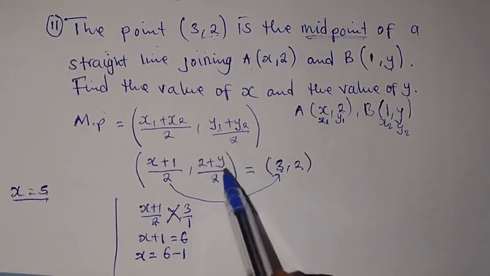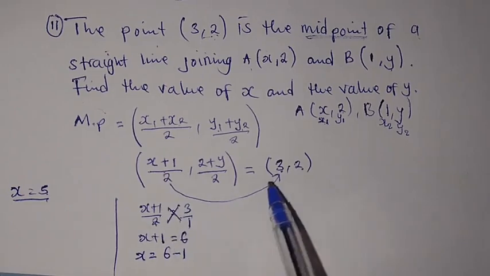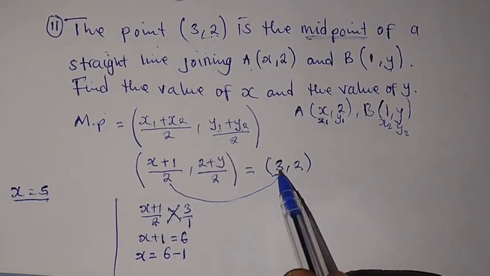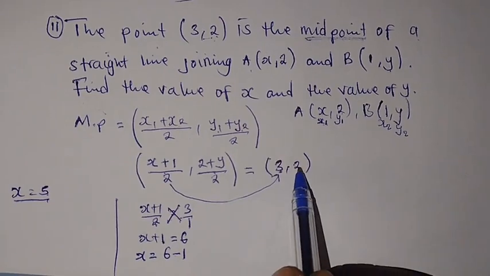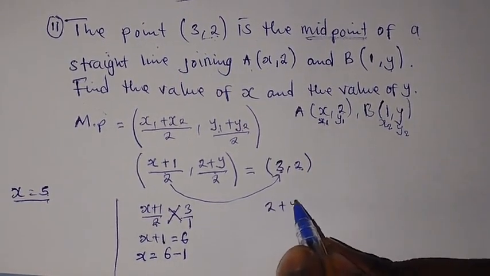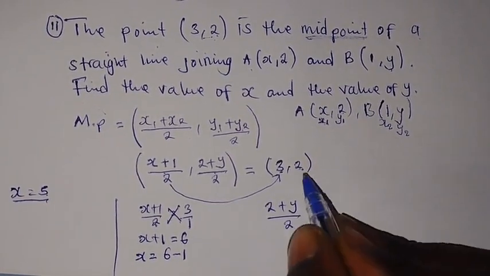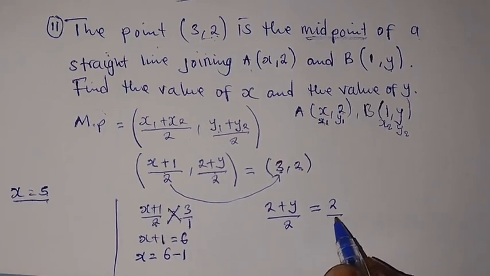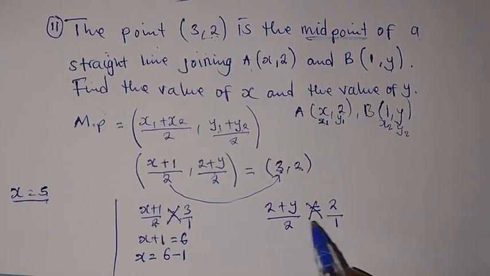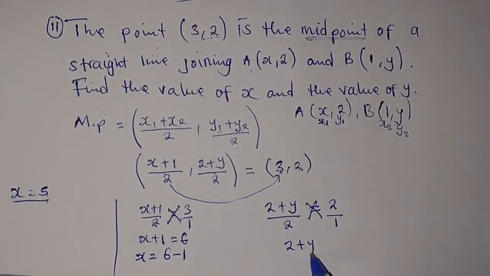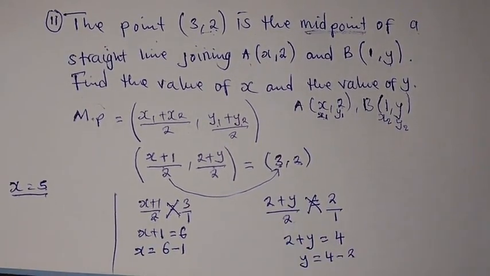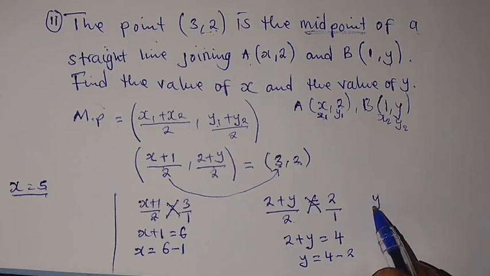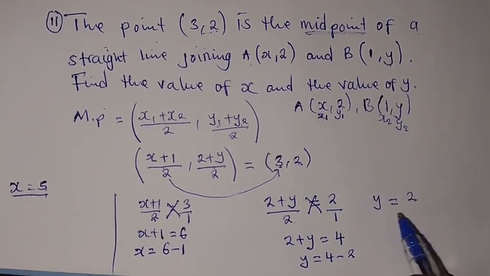Now let's find the value of y. Remember, this x was married to this 3 for x. Now this is for the y coordinate. Again, we marry it to the other y coordinate here. So you say 2 plus y over 2 is equal to 2. Again, you do the same over 1. We cross multiply. 1 times 2 will be 2 plus 1 times y, it's y. 2 times 2 is 4. Again, y is equal to 4 minus 2. So from here, 4 minus 2, we'll say y is equal to 2.